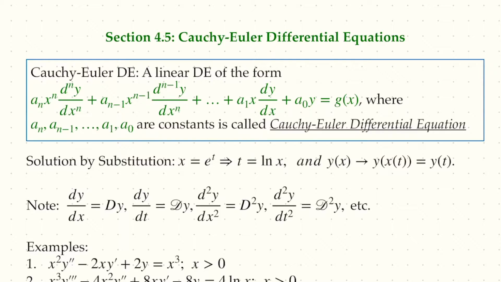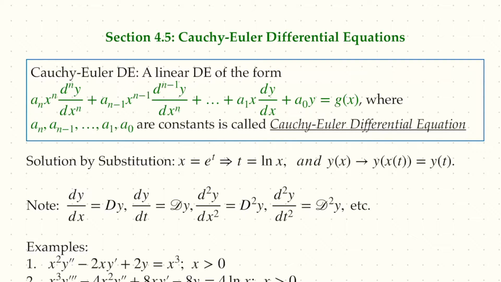In general, we say a differential equation of the form something like this: a_n x to the n times the nth derivative of y, plus some constant times x to the n minus 1 times the n minus 1th derivative, and so on, plus a_1 x times dy/dx, the first derivative, plus a_0 y, is equal to g of x. If you pay attention here, the first derivative coefficient is some constant times x to the 1, and the n minus 1th derivative coefficient is x to the n minus 1, and the coefficient of the nth derivative is x to the n.